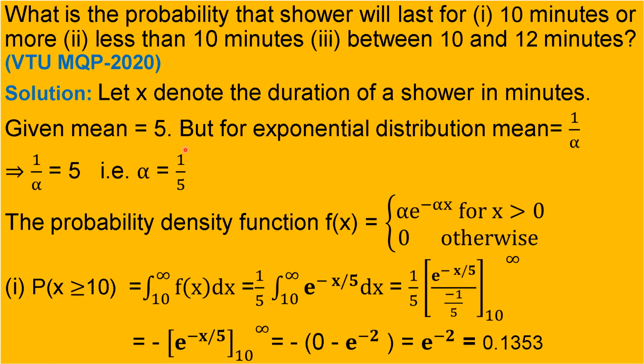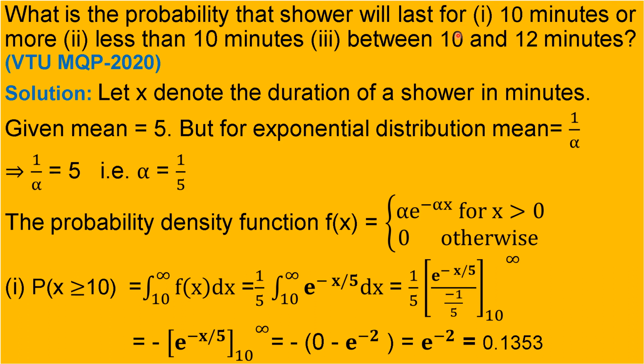Given the mean is 5, but for the exponential distribution the mean is 1 by alpha. So 5 must be equal to 1 by alpha, or alpha will be equal to 1 by 5. So for this exponential random variable x, we can write the probability density function f of x, which is alpha into e power minus alpha x for x positive and 0 otherwise. Putting alpha as 1 by 5, we have this expression.